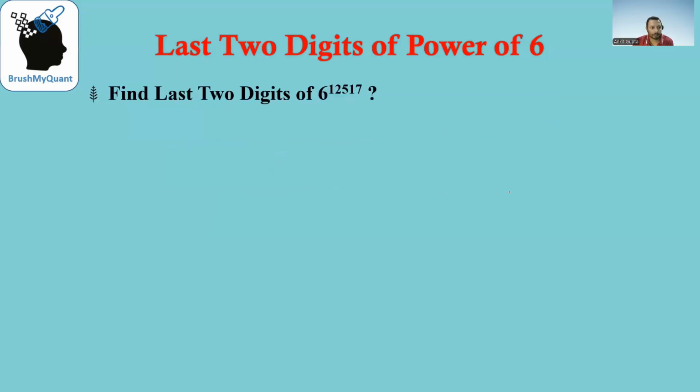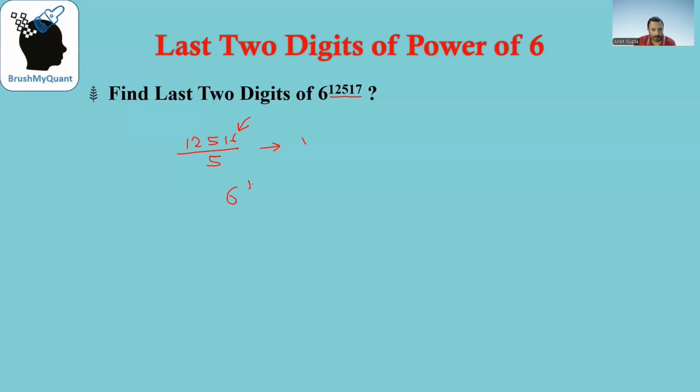Let's try another problem. So find last two digits of 6 raised to 12517. So again, we'll subtract 1 from 12517 to get 12516. We'll divide this number by 5. Now, in order to divide any number by 5, we just need to look at the last digit, right? So we just need to divide 6 by 5. We'll get a remainder of 1.